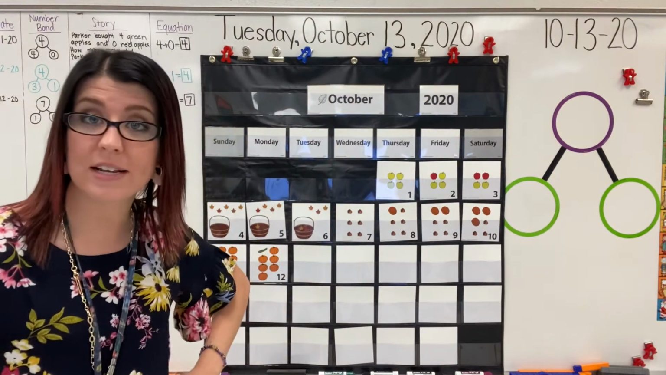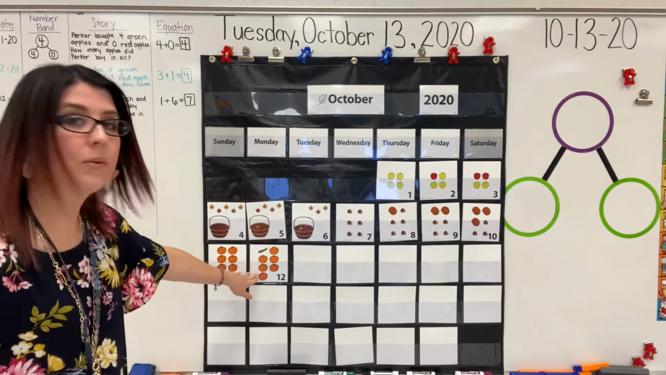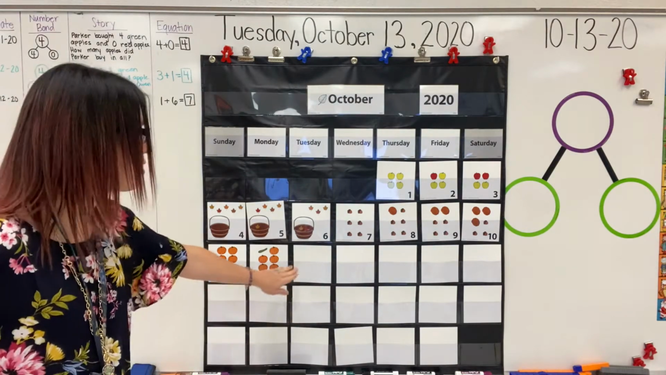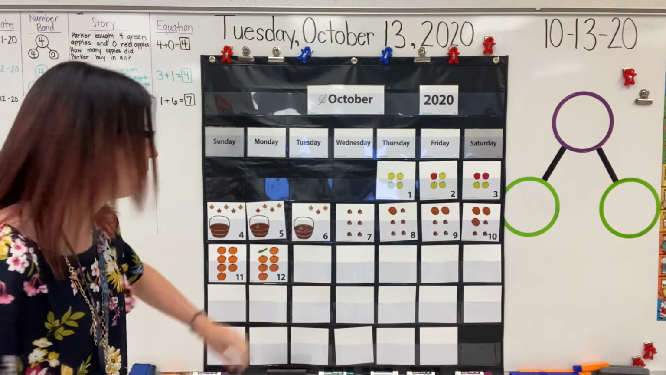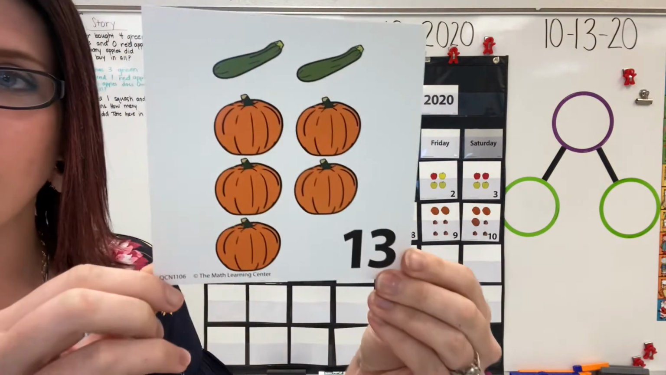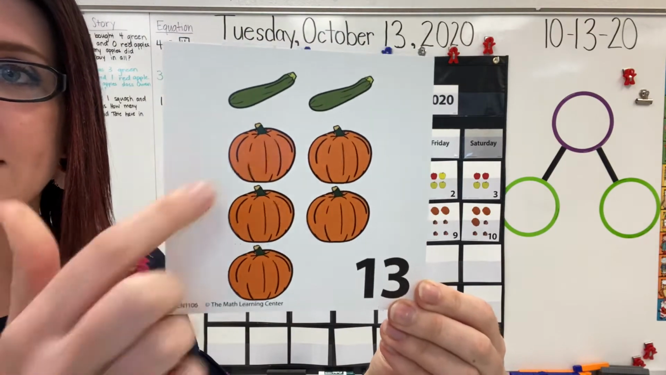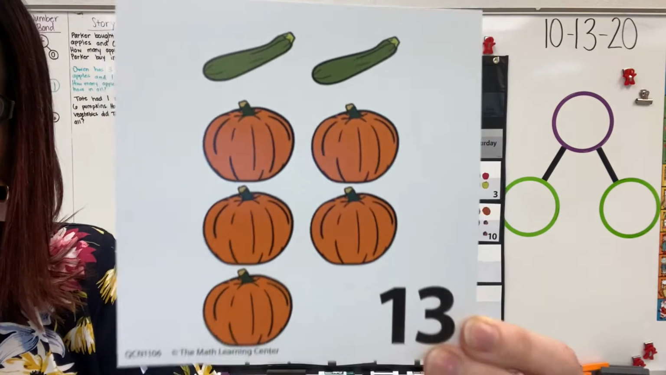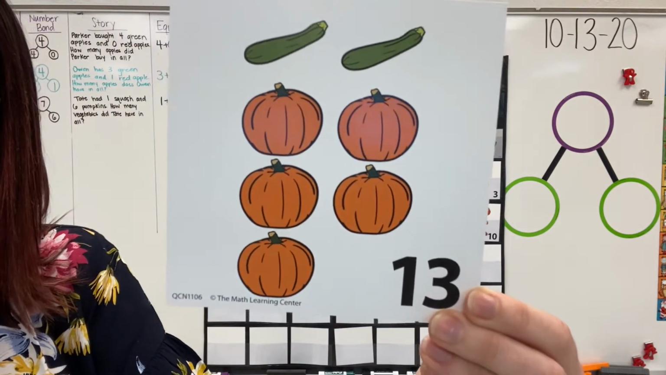Are you ready to see what's on today's card? Do you remember what yesterday was? Okay, so make a prediction, a smart guess in your head about what today's card will be. Are you ready? Here we go. On the 13th day, look at what we have. I see pumpkins and I see some squash. Or maybe even some zucchinis.